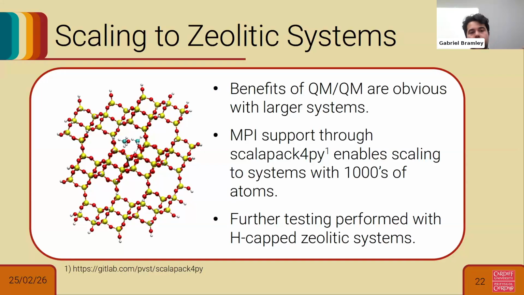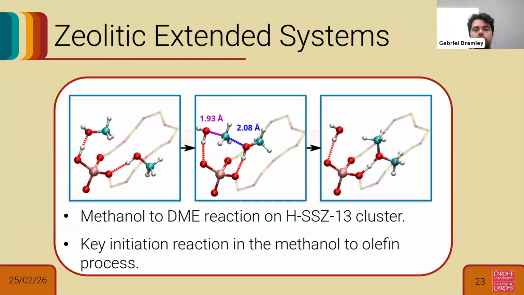And to do this, we're going to take what Andy was showing before, some of these zeolitic systems. So in this case, we've got a hydrogen-capped zeolite of about 686 atoms. And we can demonstrate that these calculations can run fairly well. The observable that we're going to measure everything against is the reaction energy of this reaction here. So this is methanol to DME: the bringing together of two methanol molecules on this zeolitic acid site to form DME, which is a key initiation reaction within the methanol to olefin process.